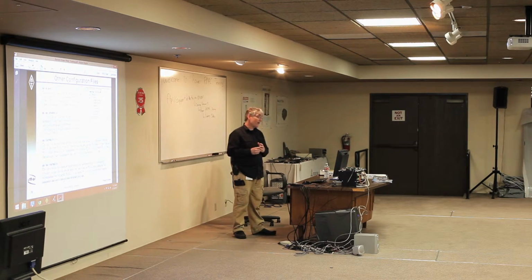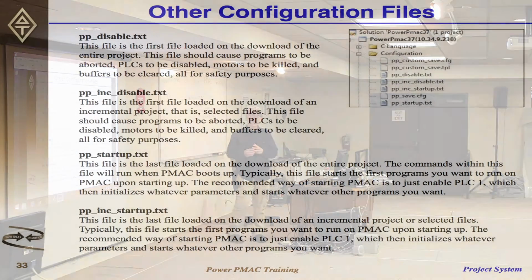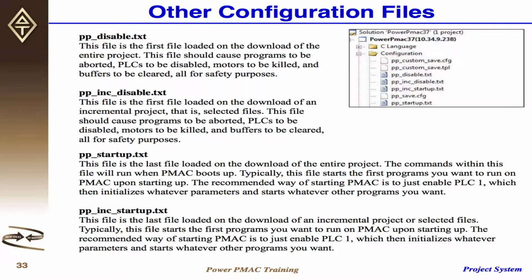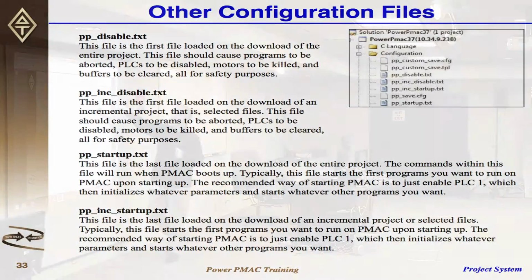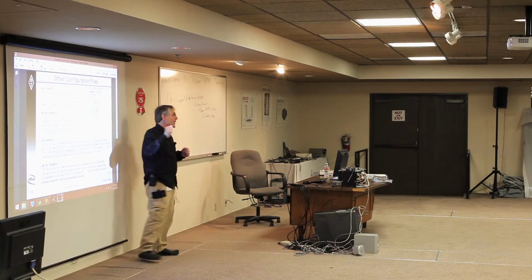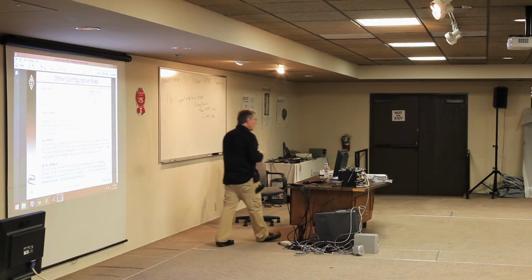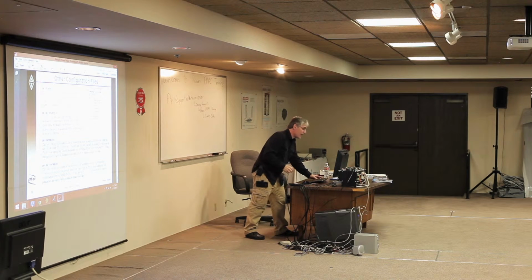In the configuration folder, there is some functionality as to what happens whenever you download your project. So ppdisable.txt is the first file that is parsed and executed when you do a complete download of all programs, or a complete build and download of all programs. What this file is designed to do is let you disable certain things in Power PMAC first before it completely executes everything in the download.